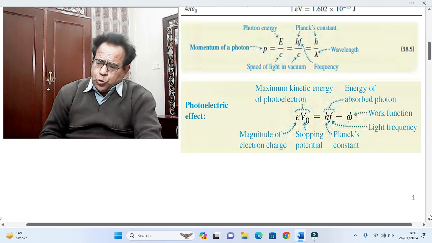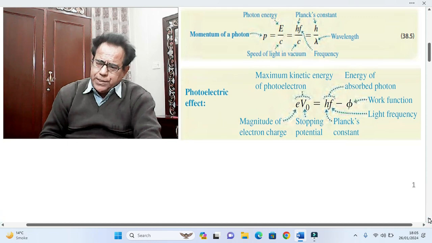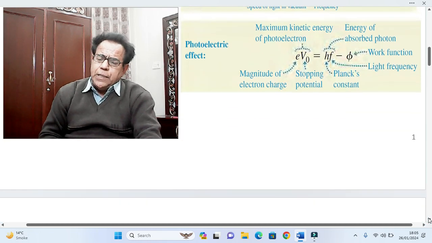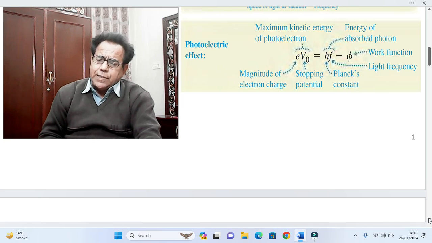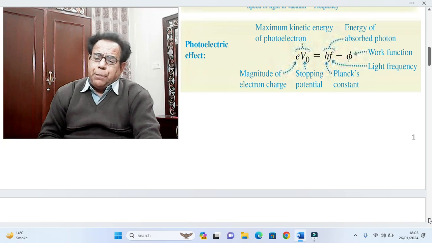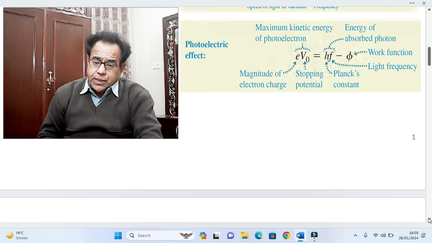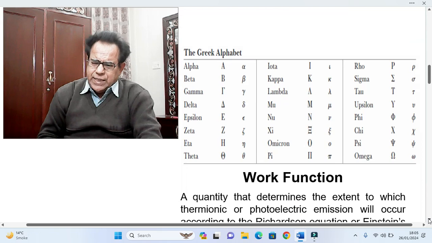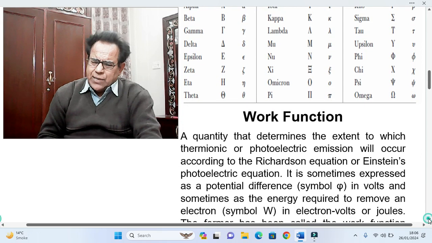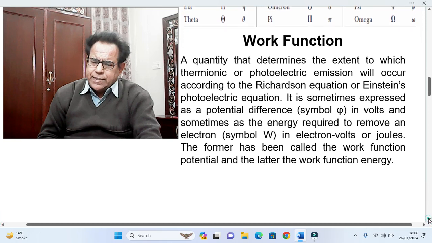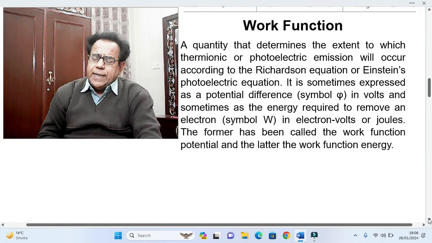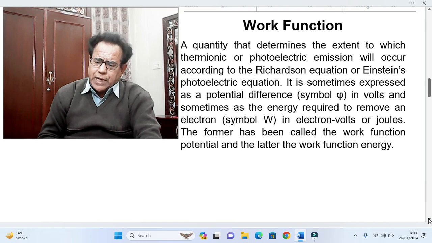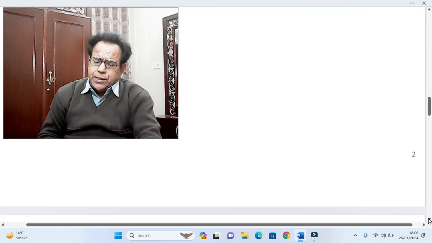The next snapshot is about the photoelectric effect. This snapshot has also been taken several times, particularly during the previous three videos which have been uploaded recently today. The next snapshot is about Greek alphabets, which has also been taken several times. Next is some detail about work function, which has also been included several times, particularly during the last three videos uploaded today.